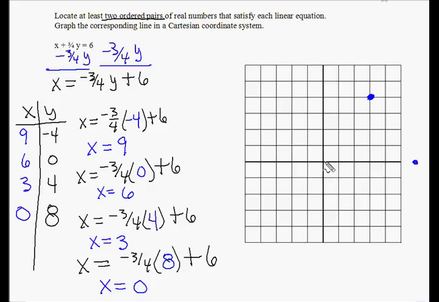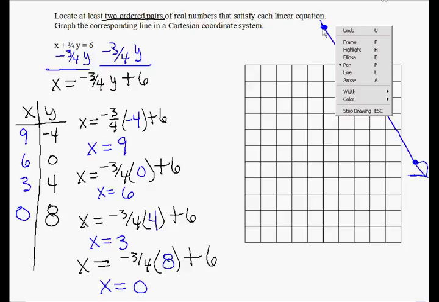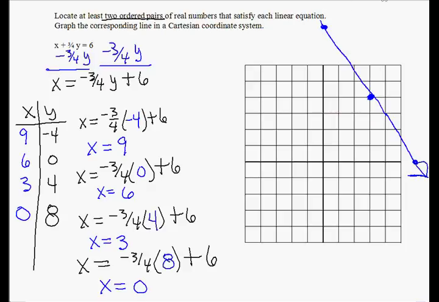To graph that, we'd start at the origin and go not left or right, but go up 8. Again, we might run off the graph. 1, 2, 3, 4, 5, 6, 7, 8. So it's essentially up there. And if I was to put down a ruler or something, I think I could make a line, easily going through all of these 3 points. And again, you put arrows at the end of your line to indicate that it continues in that direction forever and ever and ever. So there's our equation of the line for the equation x plus 3/4 y equals 6.